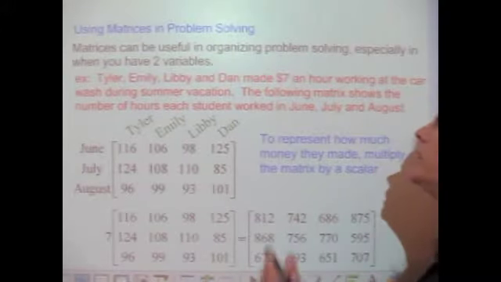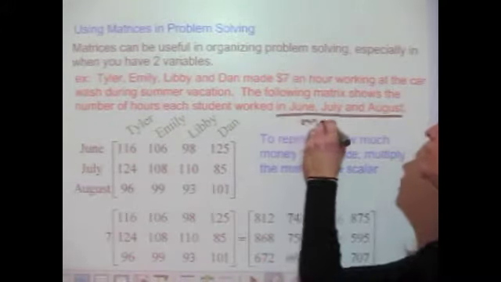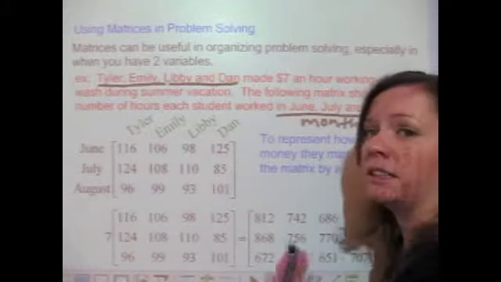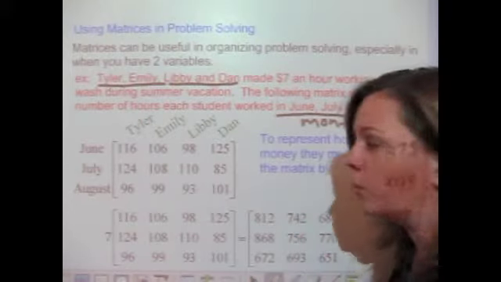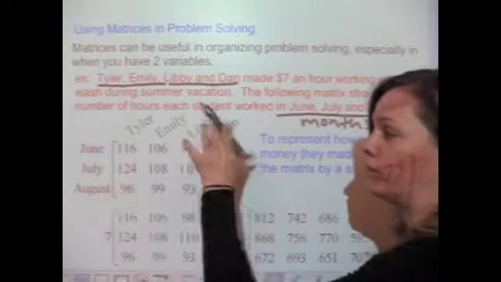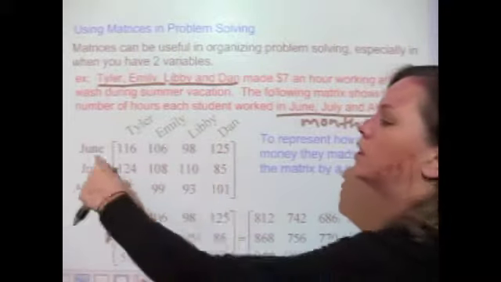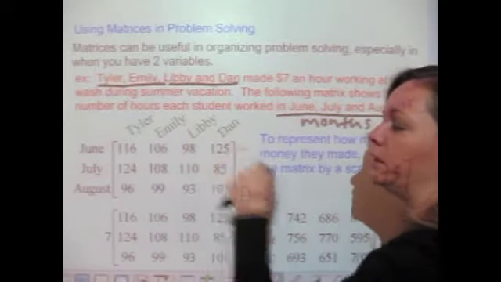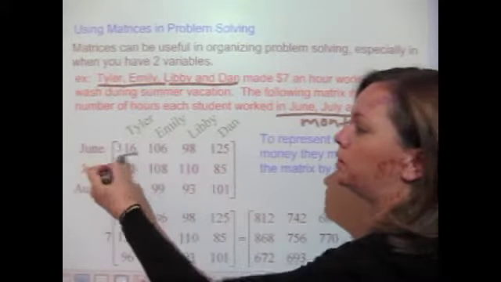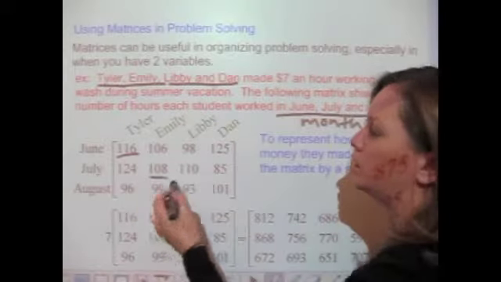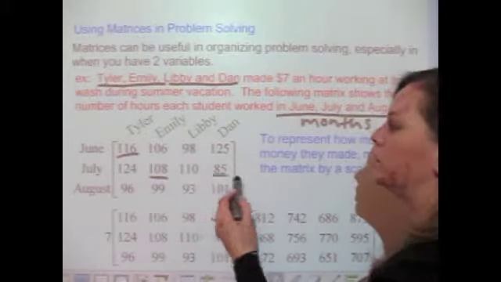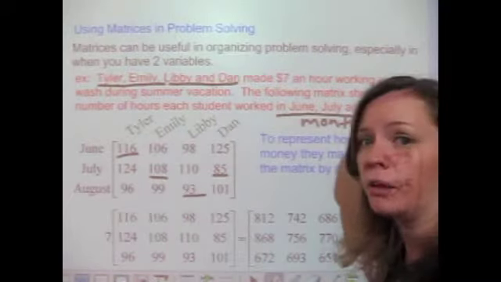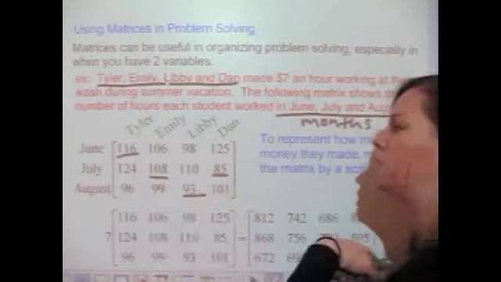So we really have two variables here. June, July, and August represent the variable months, and then Tyler, Emily, Libby, and Dan represent the variable of people. And so we can represent those two different variables using our rows and columns. So here in my rows we have June, July, August. In my columns we have Tyler, Emily, Libby, and Dan. So for example, in June, Tyler worked 116 hours. In July, Emily worked 108 hours. In July, Dan worked 85 hours. And in August, Libby worked 93 hours. So this represents all the different hours they worked in all the different months.